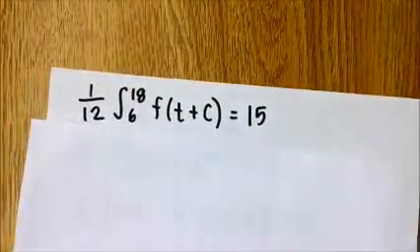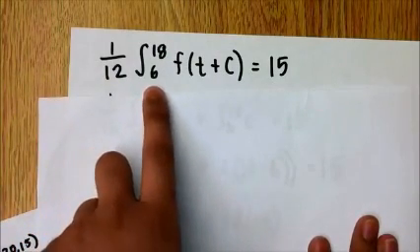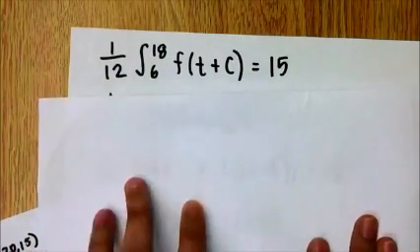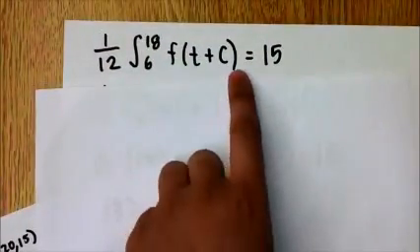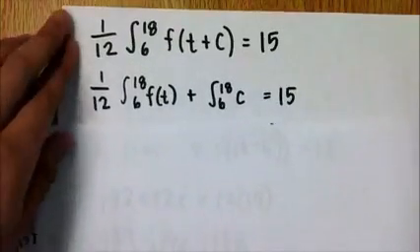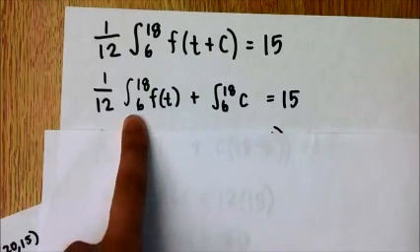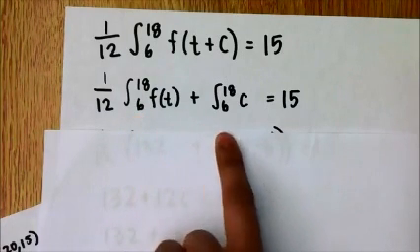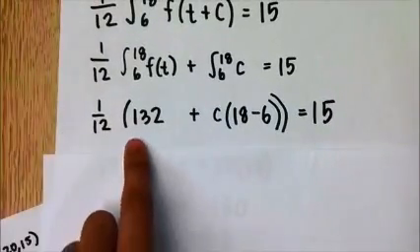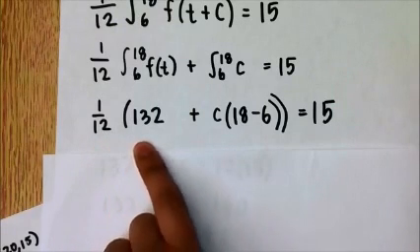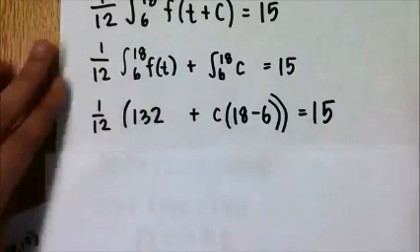So next we plug that into the function. So we get 1 over 12 times the integral of 6 to 18 of f of t plus c, since it is changed from f of t to f of t plus c. And we also add that it is equal to 15. And so we basically solve that by splitting f of t plus c into two integrals. So the integral of 6 to 18 of f of t plus the integral of 6 to 18 of c. And so then we get 1 over 12 times 132 plus c times 18 minus 6. And it all equals 15.